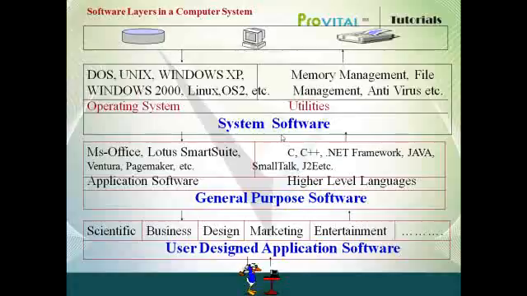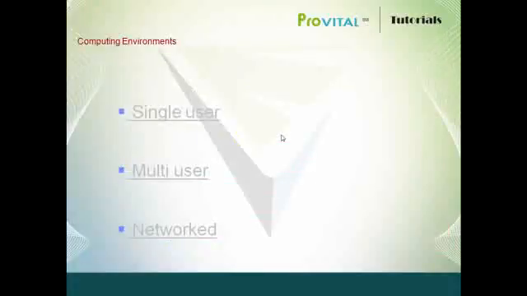Next we want to understand the application software. The application software are like MS Office, Lotus SmartSuite, Ventura, PageMaker, etc. Then C, C++, .NET Framework, Java, Smalltalk, J2EE, etc. are the higher level languages. Next is general purpose software: scientific, business, design, marketing, entertainment, user design application software. That is, as per the user requirement, software is there.